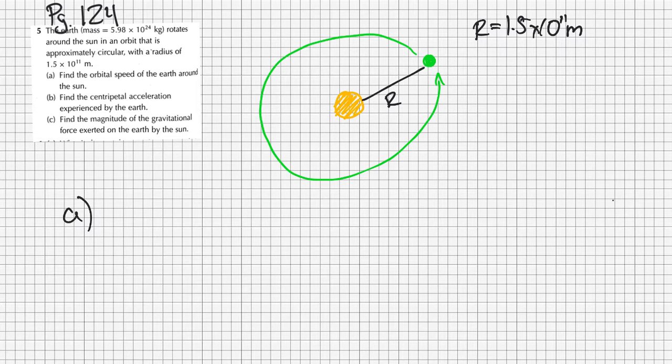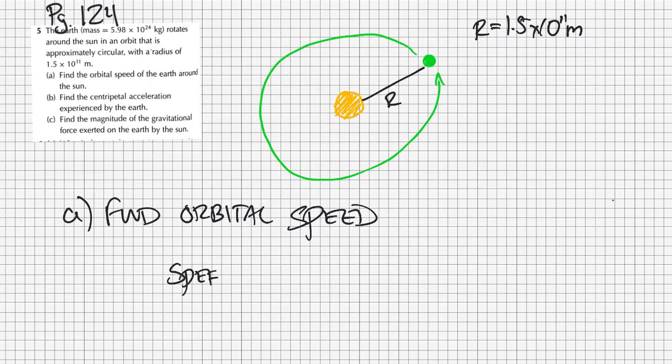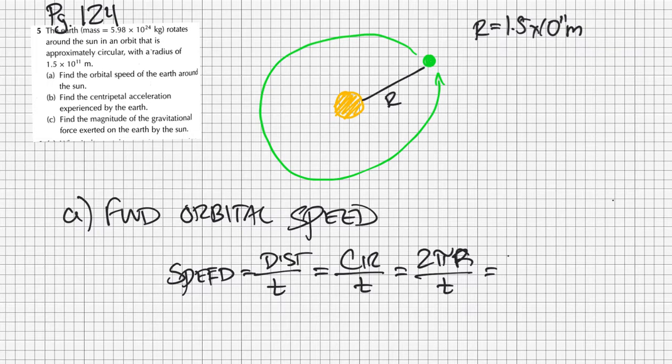And so first, just find orbital speed. To do that, that's just understanding that speed is going to be distance over time. And my distance is going to be my circumference divided by my time. That's going to be 2 pi r divided by my time. So that is 2 pi times 1.5 times 10 to the 11 meters divided by, let's just say 365 days.